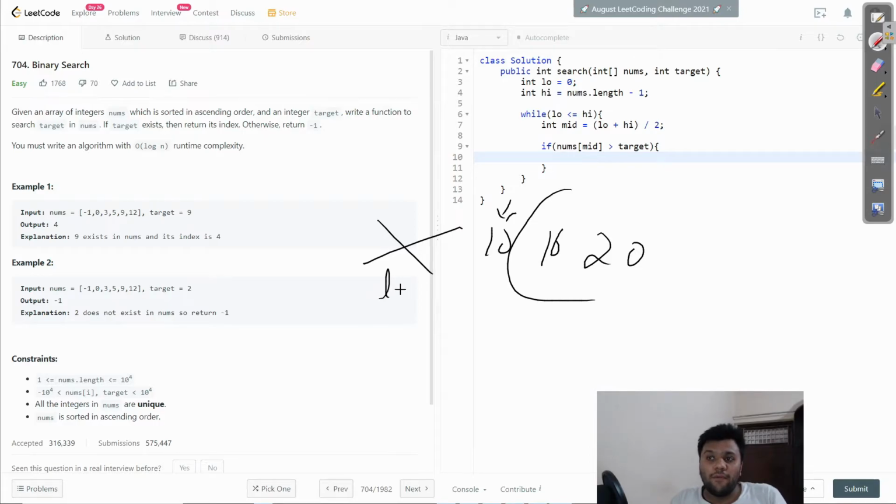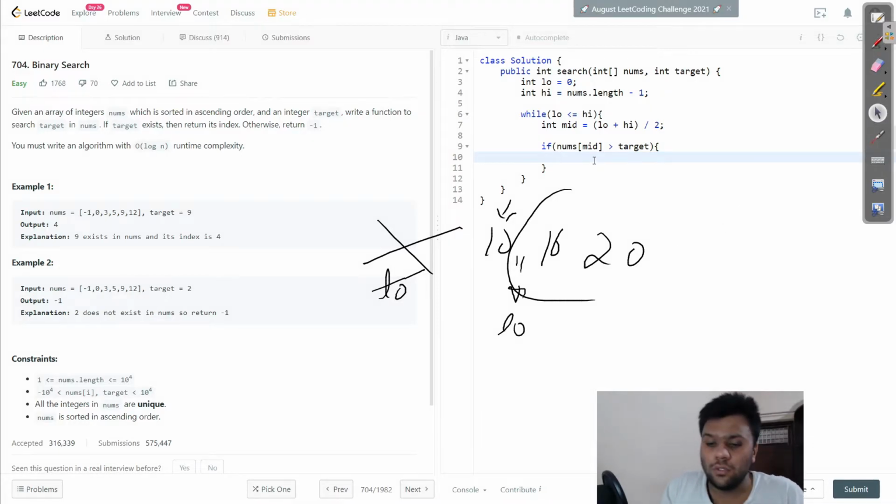So what I will do is move my low from over here to 10 plus 1, which is 11. My low will come over here. Then I will simply say low equals mid plus 1. Right? I hope this thing is clear, at least a little bit.